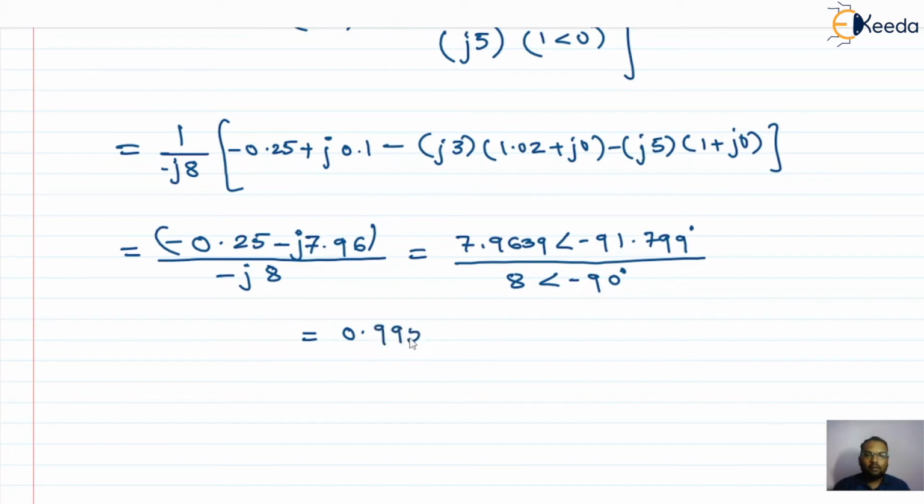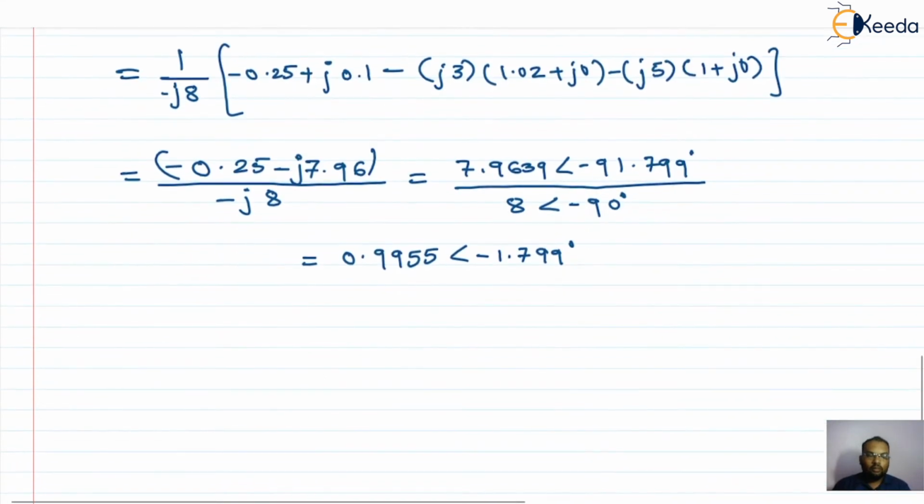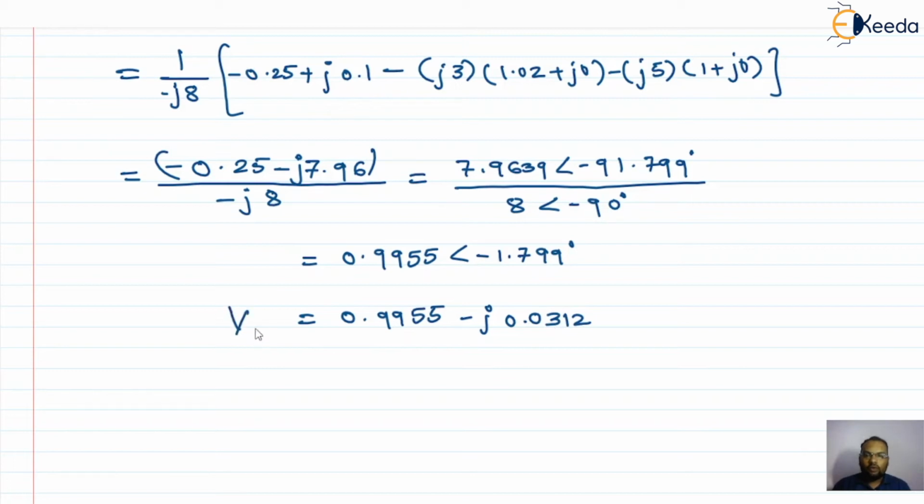0.9955 at the angle minus 1.799 degrees. Okay, let us convert this into the rectangular form. So you will get here 0.9955 minus j0.0312. So this value you are getting for voltage at bus 2 in the first iteration.